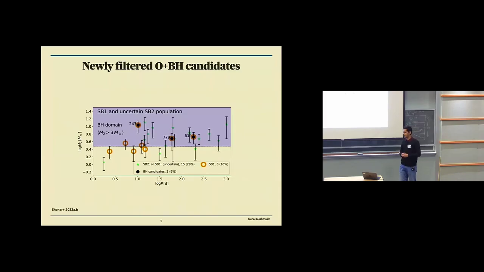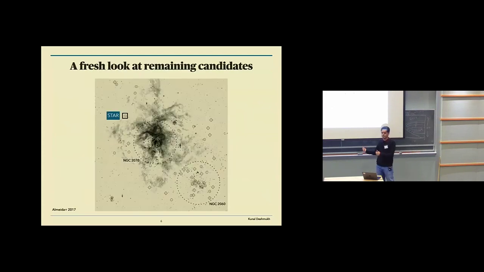So we pick 15 candidates from this, and we go back to the Tarantula Nebula to see if we can get rid of this nebular contamination. Before I do that, there's only one confirmed system in this sample, VFTS243, also published by Thomas Shenar and collaborators, but a lot of these still remain uncertain. So we can't just throw away the sample, we have to go back.